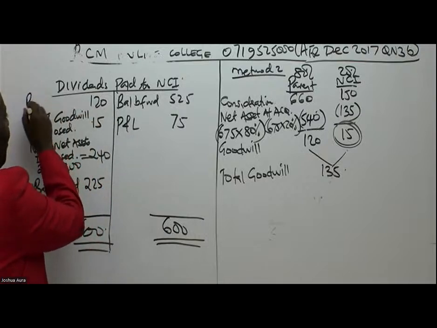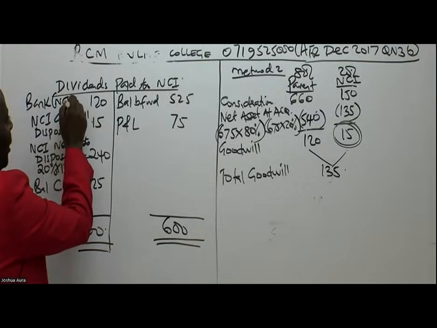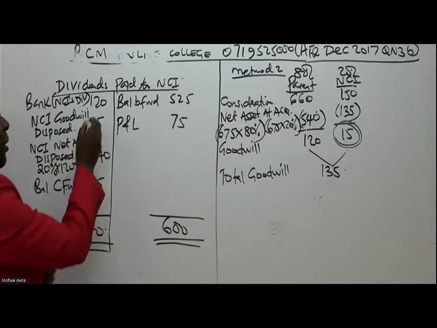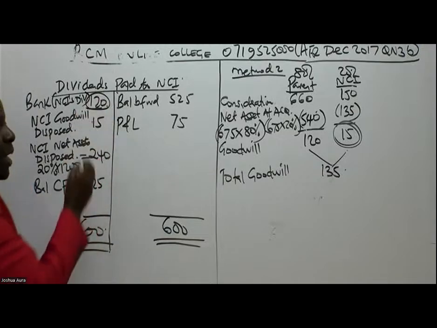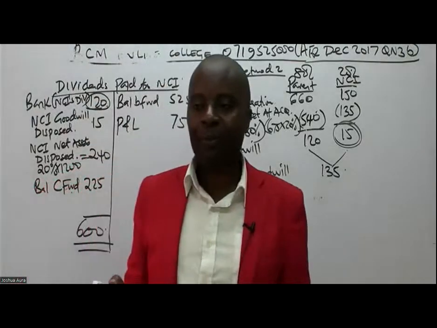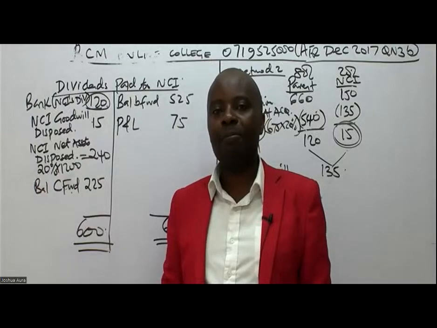Of course, this will be through the bank. So NCI's dividend is 120. Please mark this. Please highlight this figure. I will need it somewhere.